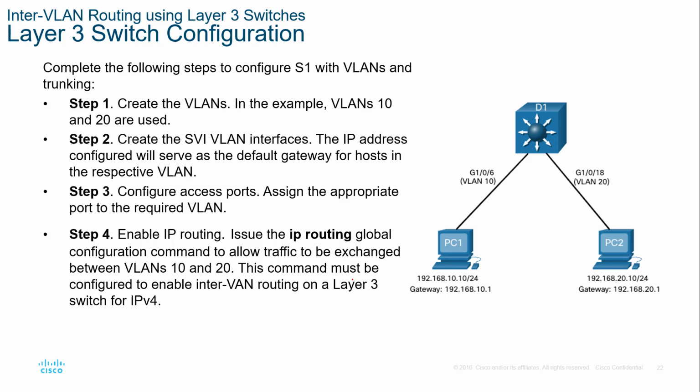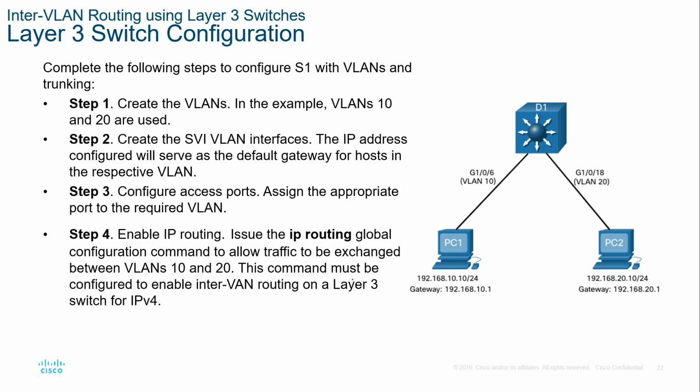We would create an SVI, a VLAN interface, for both VLAN 10 and VLAN 20. We would assign the appropriate IP address and ensure that they are on. Again, the gateway address of the devices has to match the interface, the SVI, on the switch. Next step, on Gig 1/0/6, we would set up switchport mode access so that it's an access port. On Gig 1/0/18, we would do the same thing, assigning that to VLAN 20.